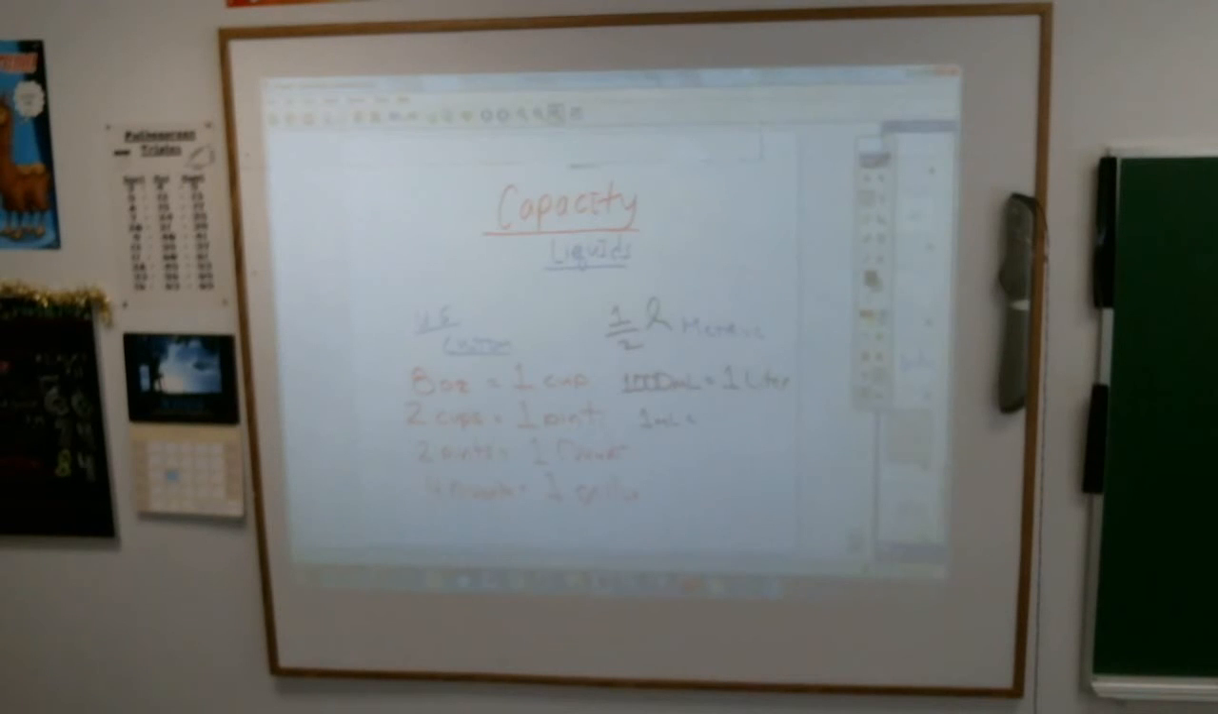So put 2 of these together. It's hard to believe there's only 4 of these in a 2 liter thing of pop, isn't there? Doesn't it seem like there should be more of these in a 2 liter bottle of pop than just 4 of them?